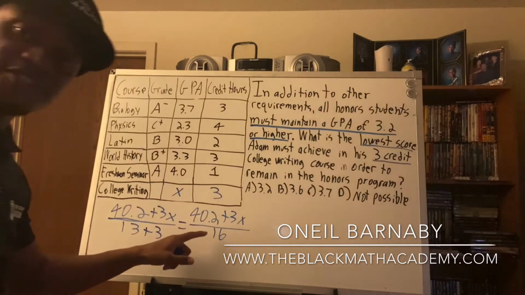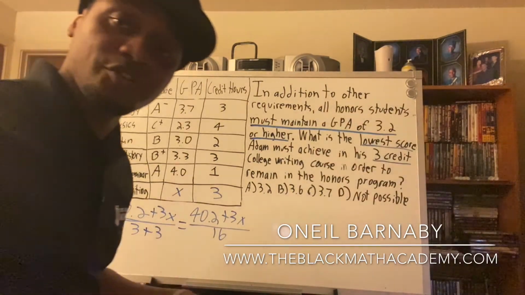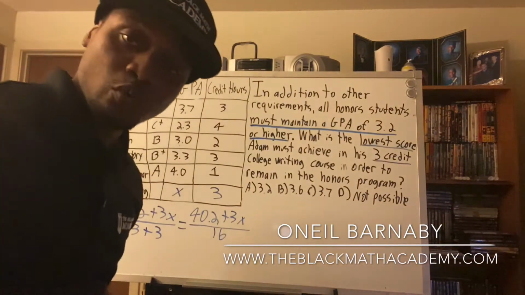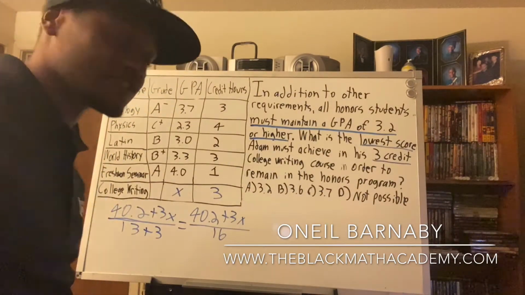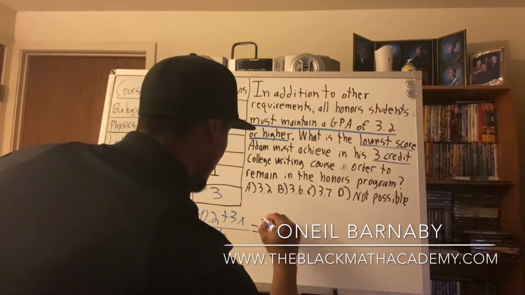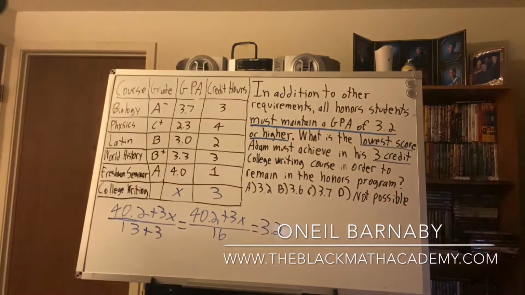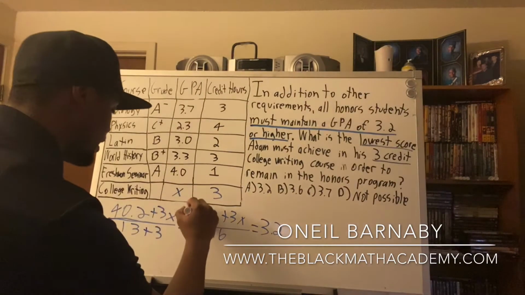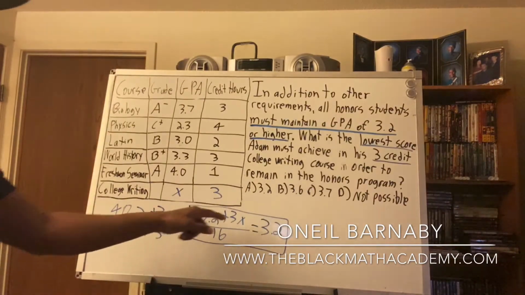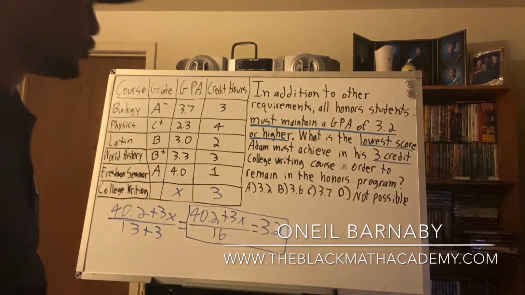Now, this is his average, and we also know that he needs to have a 3.2 average GPA in order to maintain his honor status. So this average actually has to be equal to that 3.2. So this is the problem that we're solving. 40.2 plus 3x over 16 equals 3.2.